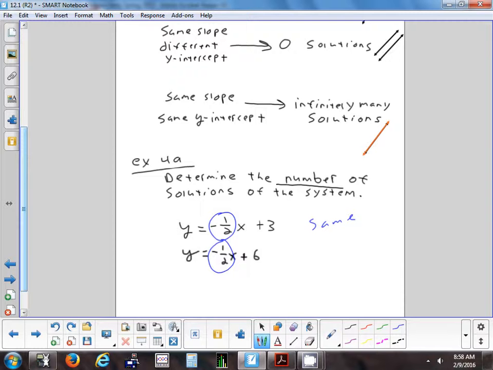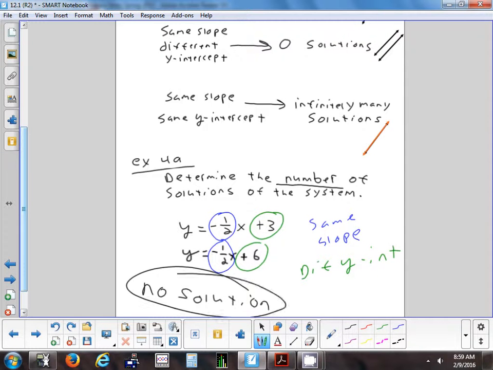Same slope. Okay. Just circle those. Different y-intercepts. So what I do is go look that up in my chart. Same slope, different y-intercept. The chart says no solutions, because if you drew them, they're parallel. That's it. No solution. Okay. Any question why this one was no solution? You don't even have to draw it.